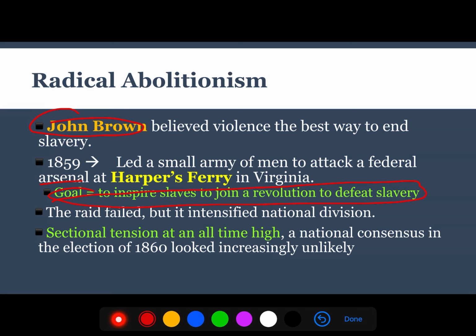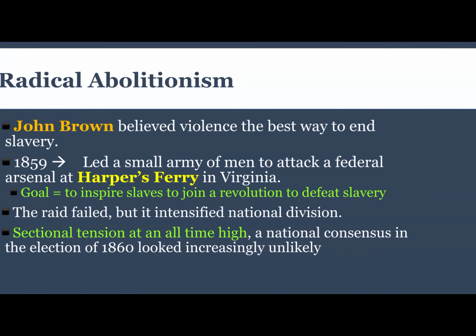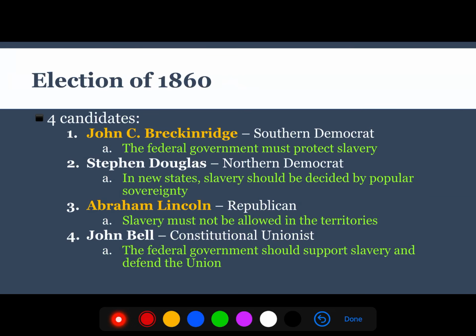Tension is at an all-time high, and the question then becomes, can a nation that is this divided come to a consensus in an election year? Can they vote someone into office? And the fact that there are four people running for president in 1860 should give you some indication as to the answer to that question, which is no.